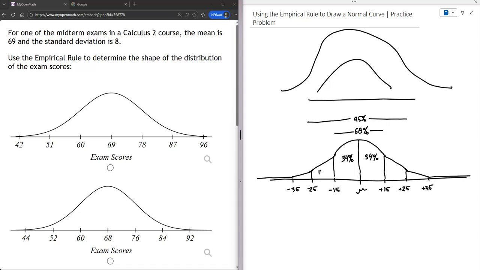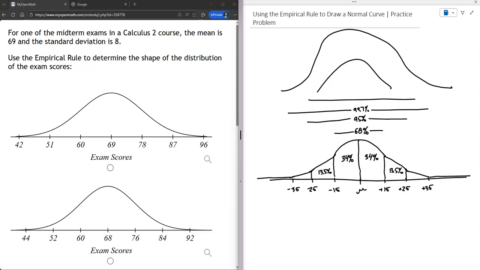So 27 divided by 2 is 13.5%. And finally, 99.7% is within 3 standard deviations. So that's your remaining 2.5%.